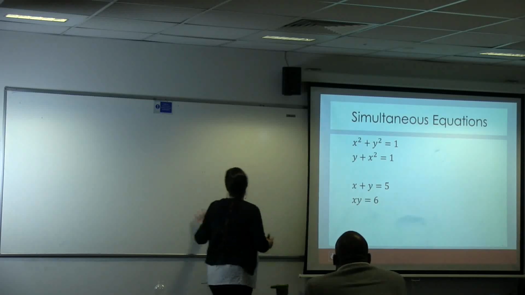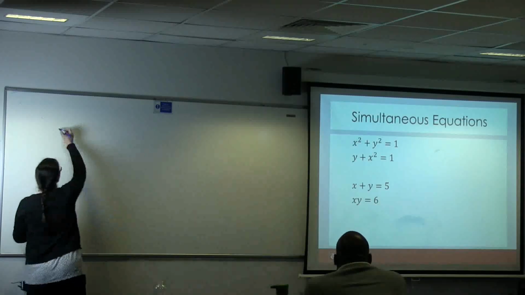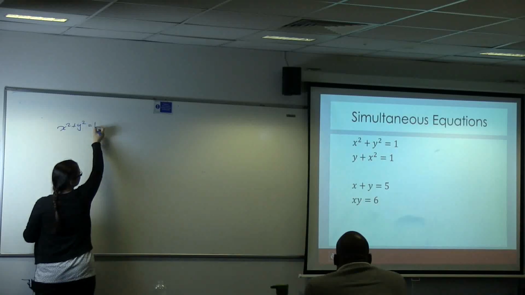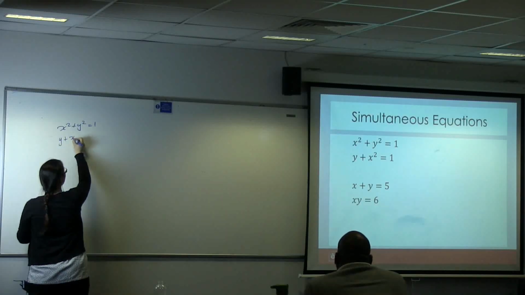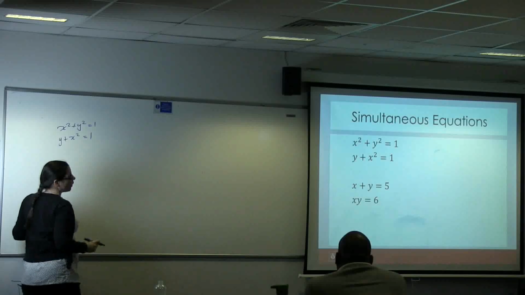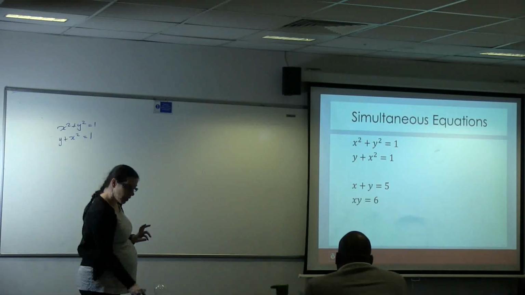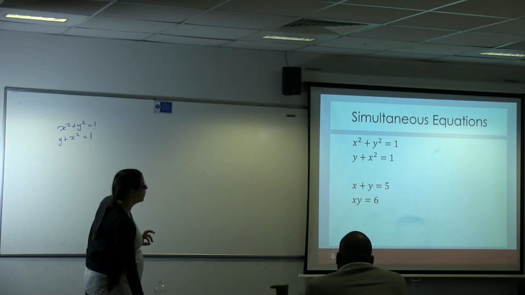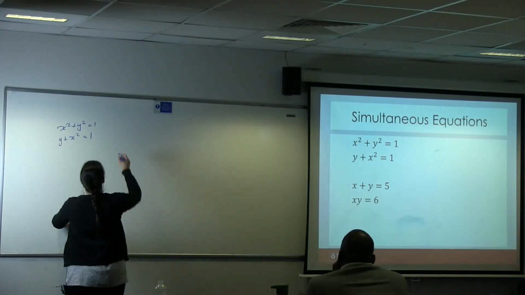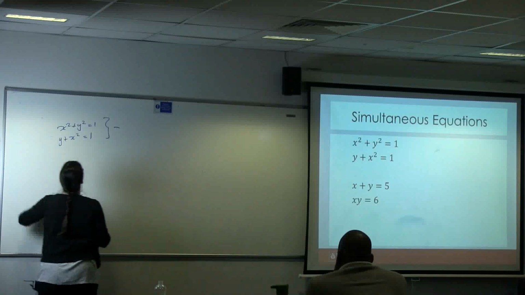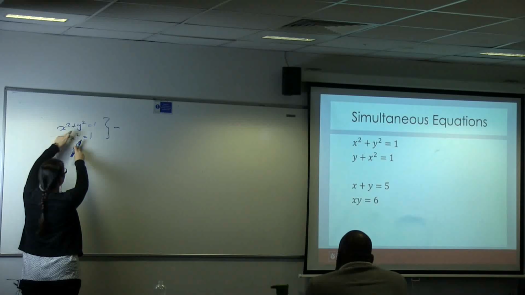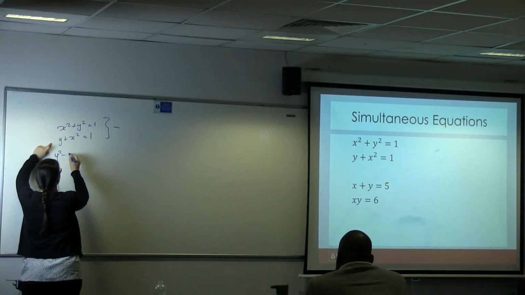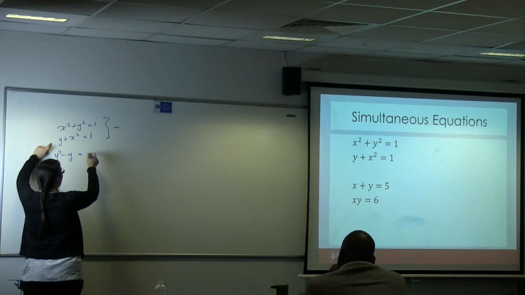So, what am I doing? What I can actually do in here, I can subtract the two equations. And if I do so, x squared minus x squared, 0. So I got rid of the x squared. Y squared minus y has to be equal to 1 minus 1, which is 0.